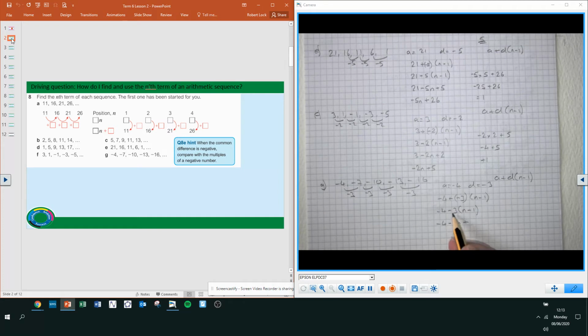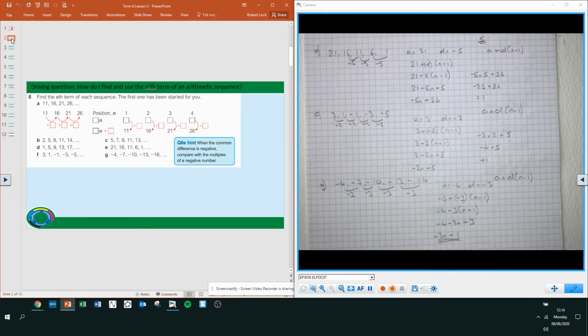So plus 3. So collecting like terms, minus 3n's on its own, no more n's, minus 4 plus 3. Minus 4 plus 3 is minus 1. Check away. Difference is minus 3. Put minus 3 in here, that's an n. The term before the first term, adding 3 to minus 4 will make minus 1. That's what we got here, minus 1.